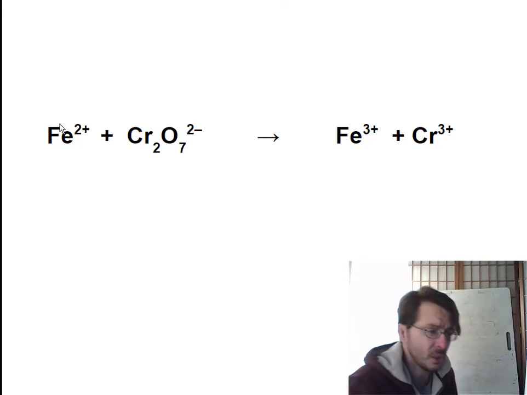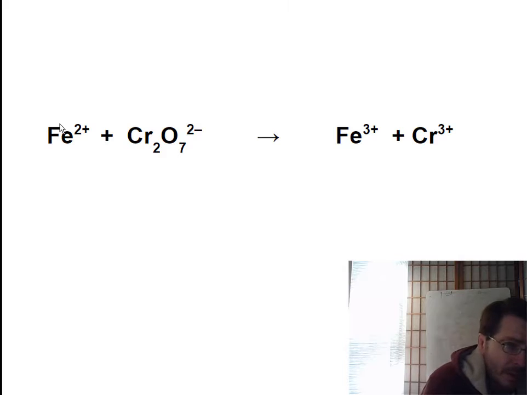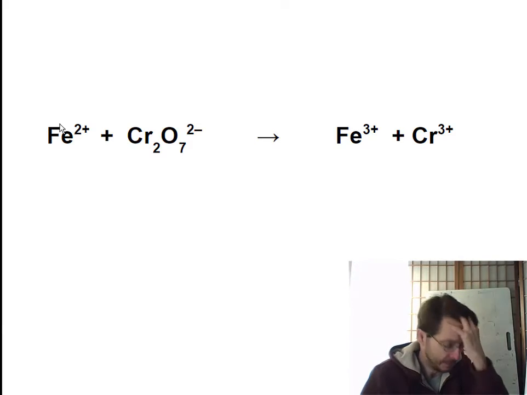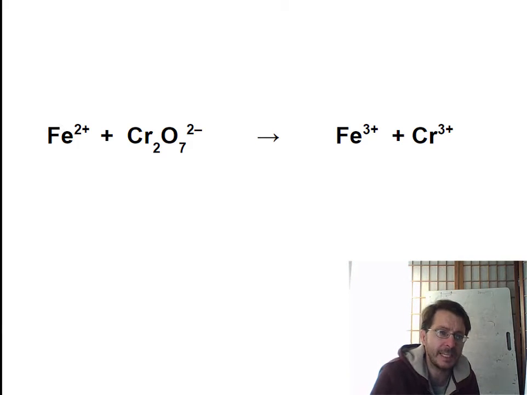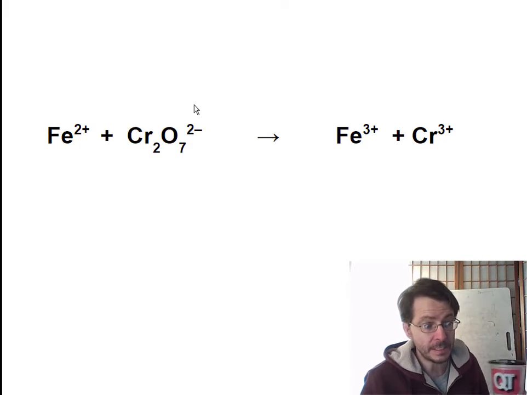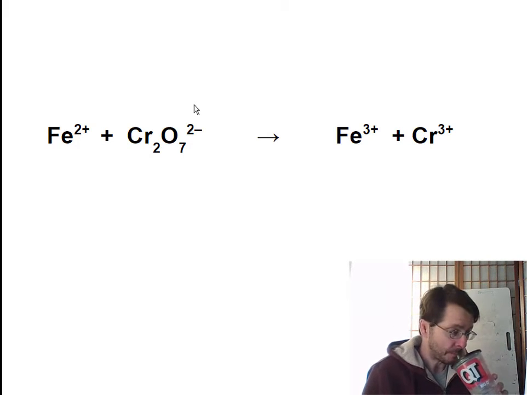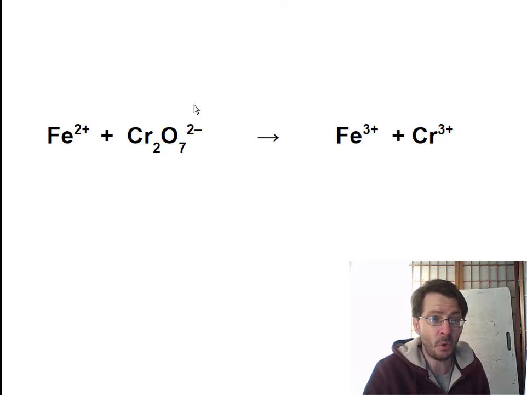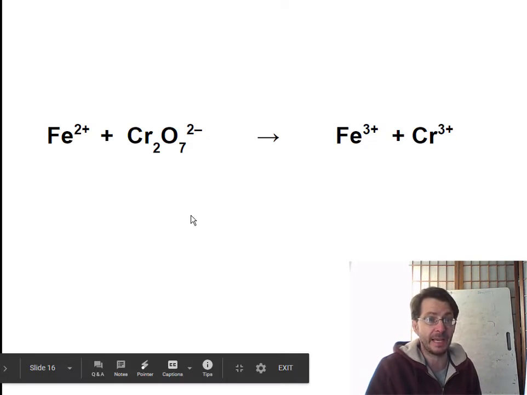So things get a little crazier, though, when there are other elements involved. So in this case, we have an iron becoming an iron plus 3. This chromium 6 becomes a chromium 3. This is being oxidized. This is being reduced. So these are present. But there's a whole bunch of oxygens here that need to be managed.